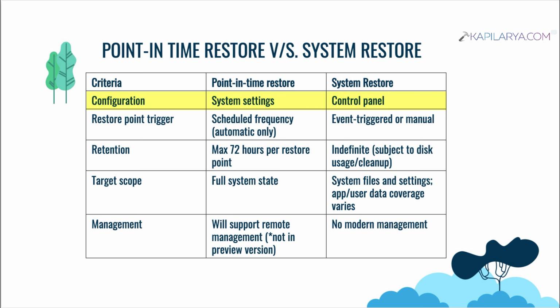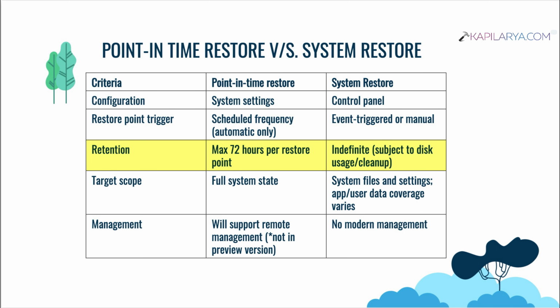You can configure Point-in-Time Restore directly from the System settings, while System Restore can be configured from Control Panel, as we all know. Now, in case of Point-in-Time Restore, the restore point trigger is on a scheduled frequency, while in case of System Restore, it is event triggered. That means if the system is having some crucial event like upgrading to a newer version of Windows or installing crucial software, these events trigger System Restore and create the system restore point automatically. Also, you have the flexibility to manually create the system restore point in Windows 11.